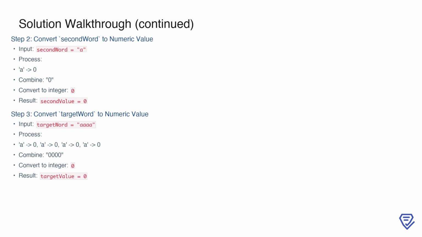This makes the numerical value of second word equal to 0. Then, for target word, which is AAA, each again maps to 0. Combining these values gives the string 0000, which translates to the integer 0. As a result, the numerical value of target word is also 0.